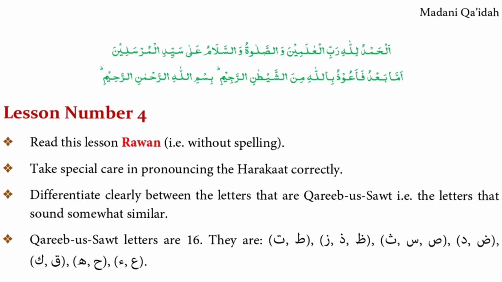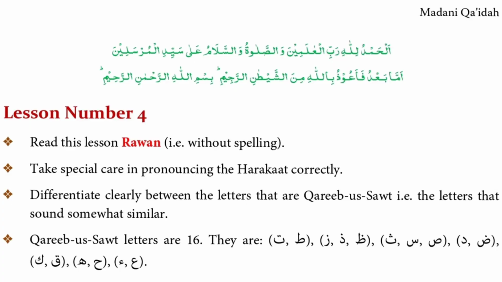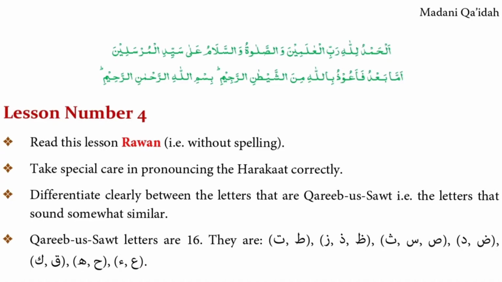Look at the next bracket, za. Za is pronounced with whistle sound, like za, with whistle sound. And next letter is zal. Zal is pronounced without whistle sound, like zal. This is the difference between za and zal. Next letter is lo. Lo is also pronounced without whistle, but with thicker voice. And this is the difference between zal and lo.